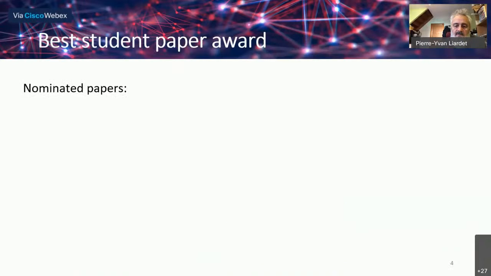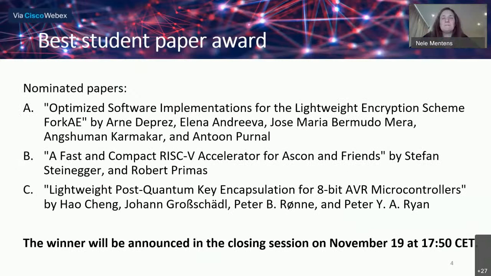This year, again, we have the best student paper award that we ask the program committee to vote for, and these are the three papers that we selected. Optimized software implementation for lightweight encryption scheme ForkAE. The second paper is a fast compact RISC-V accelerator for ASCON and friends. And the last paper is lightweight post-quantum key encapsulation for 8-bit AVR microcontrollers. We will announce the winner in the closing session tomorrow at 7:50.